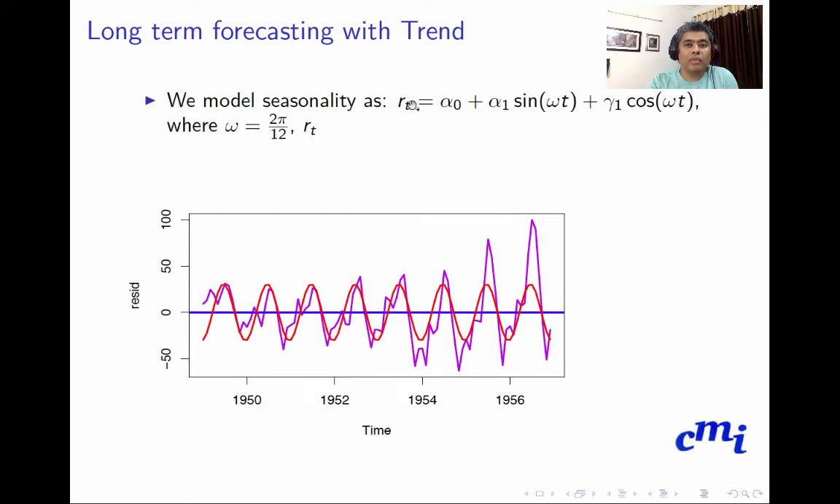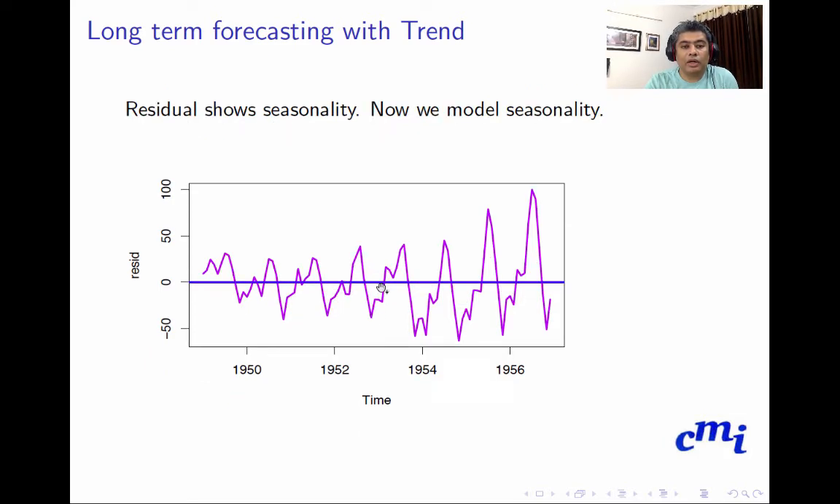I modeled the residuals r_t as equal to alpha naught plus alpha 1 times sine omega t plus gamma 1 cos omega t, where omega is 2 pi by 12. But 12 is for 12 months. Remember that my data is monthly, and each of these seasonal behaviors, if you look here, is 1 year typically. If you start looking from here, this corresponds to 1954. So now this is one season, somewhere in 1955, and then another season somewhere in 1956, then another season somewhere in 1957.